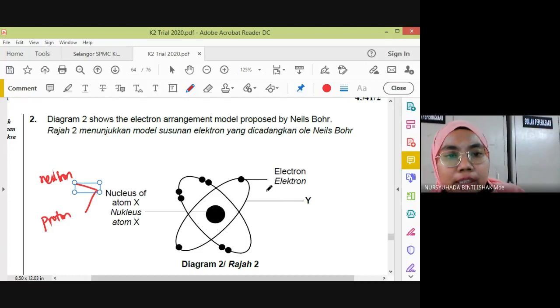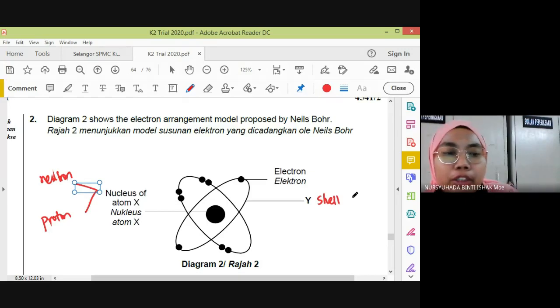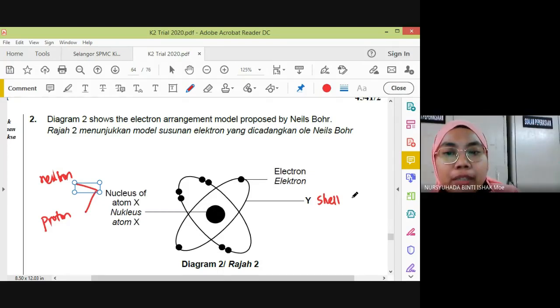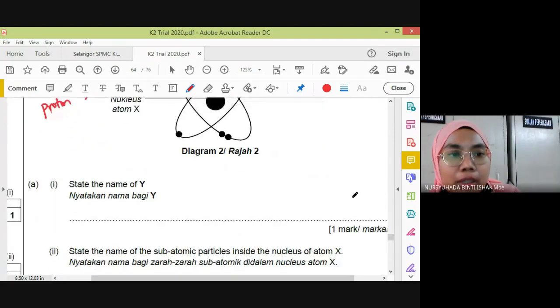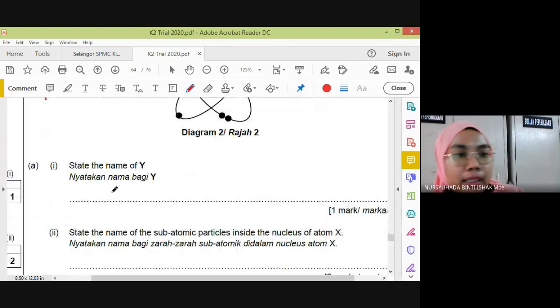Okay, dekat shell is electron. So Y is shell. For the first shell, maximum can occupy berapa? For the first shell? 2. The rest can fill up until? 8. Maximum 8. Yes, perfect. Pandai. Okay, state the name of Y. Okay, the name of Y is shell. Senang je soalan.